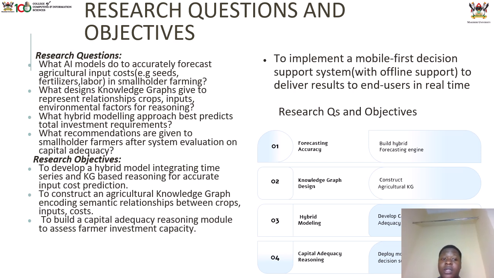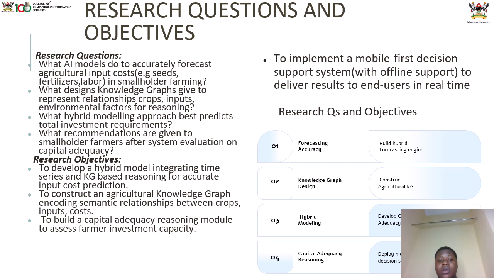So the research questions are: what AI models can accurately forecast agricultural input costs in smallholder farming? Then what designs can knowledge graphs give to represent relationships between crops, inputs, and environmental factors for reasoning? Then, what hybrid modeling approach best predicts total investment requirements? Then, what recommendations are given to smallholder farmers after system evaluation on capital adequacy?